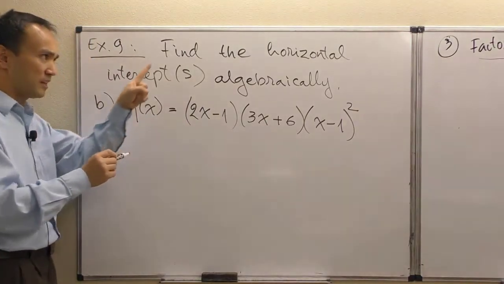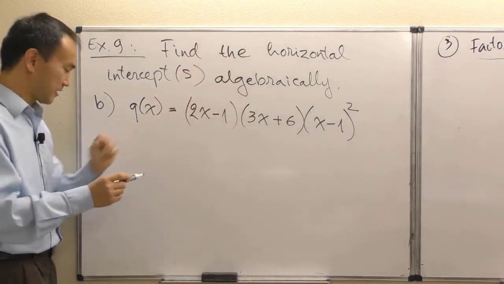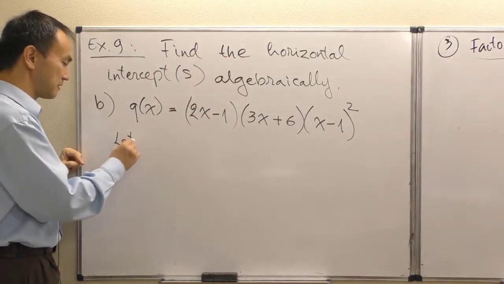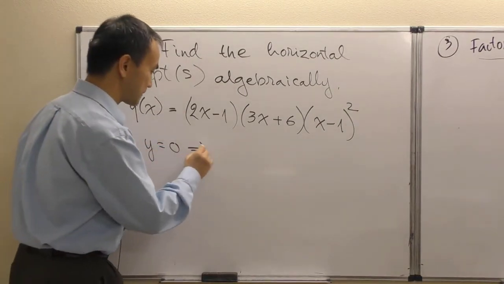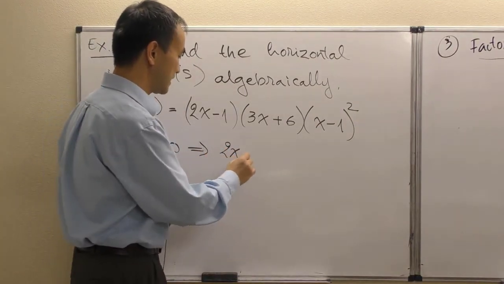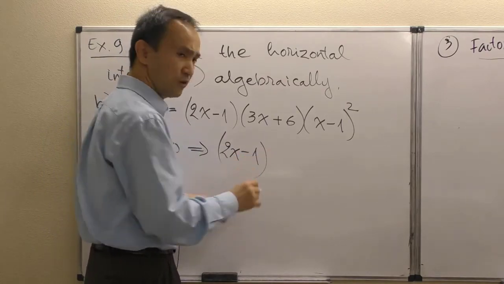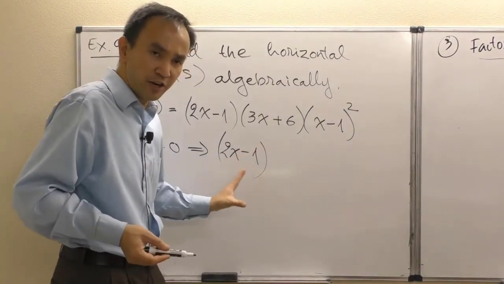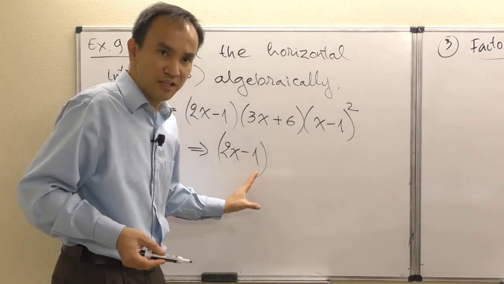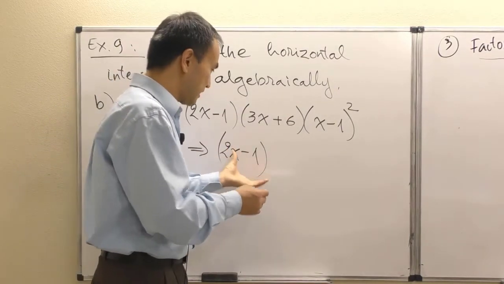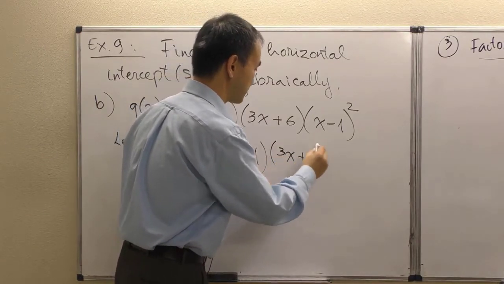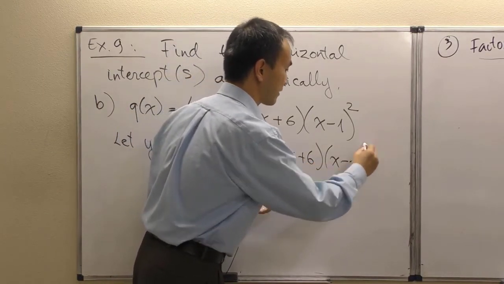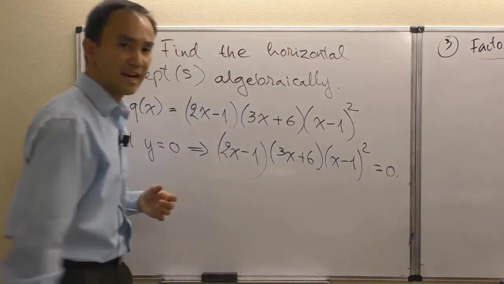But now, finding the horizontal intercepts algebraically, all we do is let y equal 0. That produces for us the entire polynomial, and we don't even have to multiply it out because this is already in the easy form. We can just take this factor product and set it equal to 0.